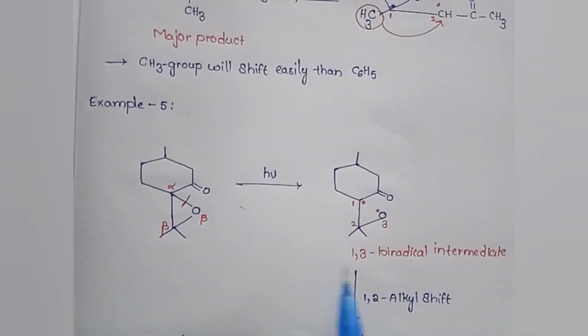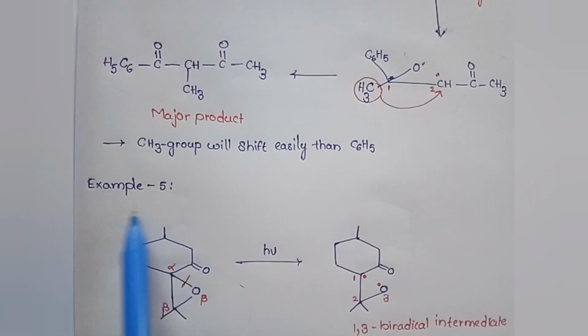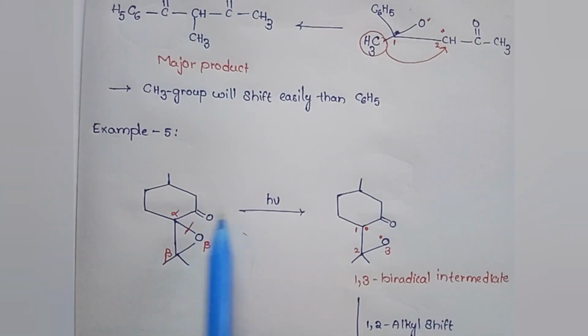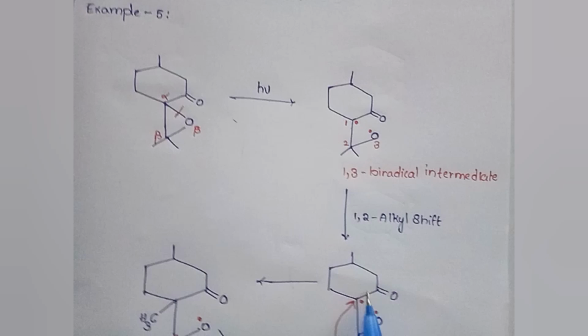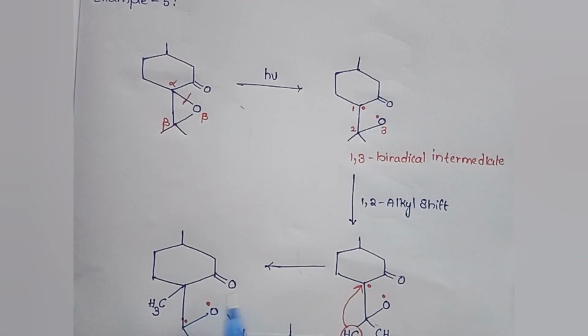So we have seen 4-5 examples of beta cleavage reactions. A beta cleavage reaction consists of two processes: the primary process, in which a 1,3 biradical intermediate is formed, and the secondary process, in which a 1,2 alkyl shift or 1,2 hydrogen shift occurs to give us products.